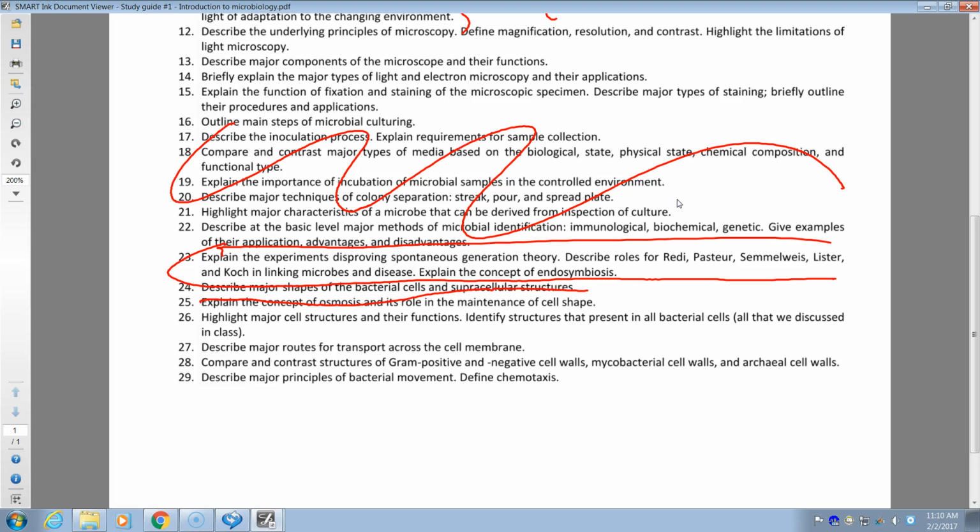Major cell structures and their functions. What are the 4 cell structures that can be found in any bacterial cell? Nucleoid, plasma membrane, cytosol, cytoplasm, and ribosomes. 4. That's it. Everything else may or may not be there. Nevertheless, know the functions of those structures. Okay? Endospore, flagella, pili, fimbriae, know what they do. Inclusions. Again, I'm not going to ask you details that you don't know about. Okay?